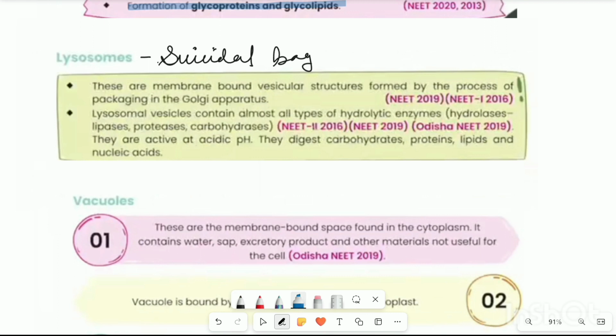These are membrane bound vesicular structures which form by the process of packaging in the Golgi apparatus. And these lysosomal vesicles contain almost all types of hydrolytic enzymes. And due to these hydrolytic enzymes, they are active at acidic pH. And due to hydrolytic enzymes and acidic pH, they digest carbohydrates, proteins, lipids and nucleic acids. That's why we can call lysosome a suicidal bag.